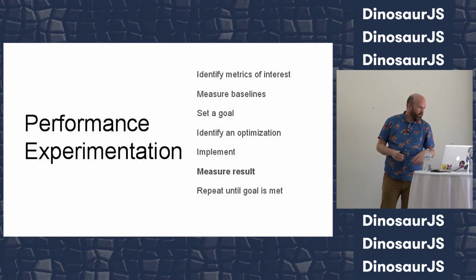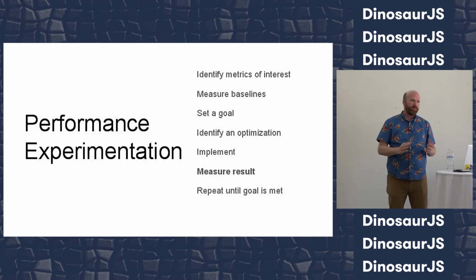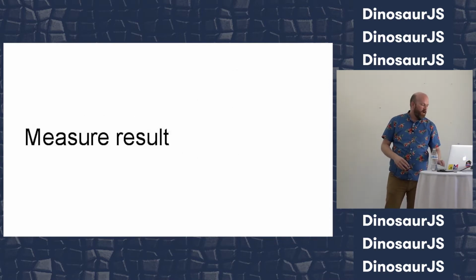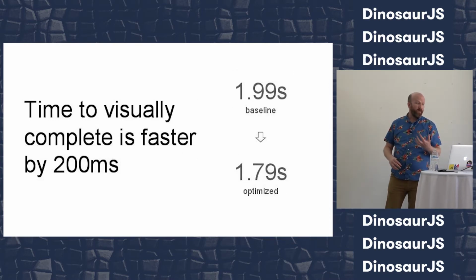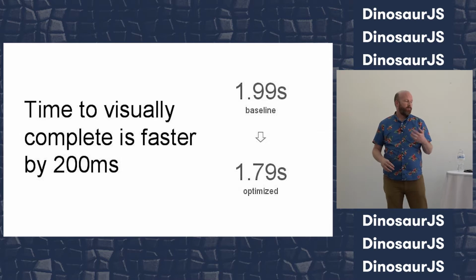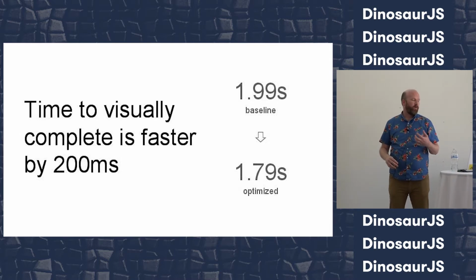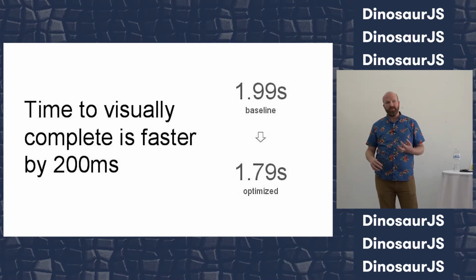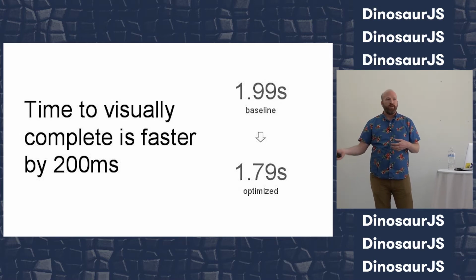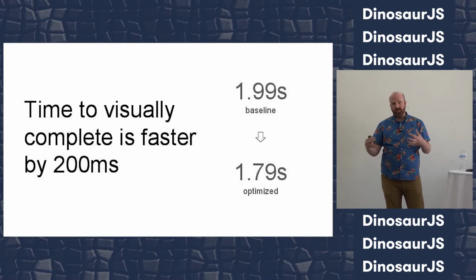So, we've got all this in place, let's measure some results. And what I found when I ran this at the hotel room before I headed down here is that time to visually complete is in fact faster by 200 milliseconds. And this makes sense because 200 milliseconds is about how long it takes to do the round trip request for that file under the network conditions inside the VM.